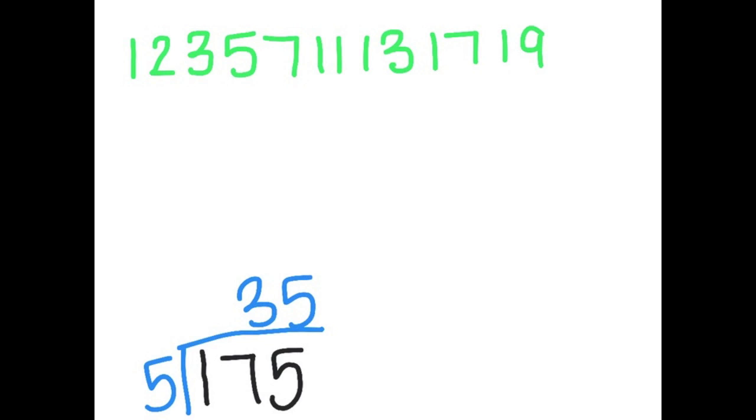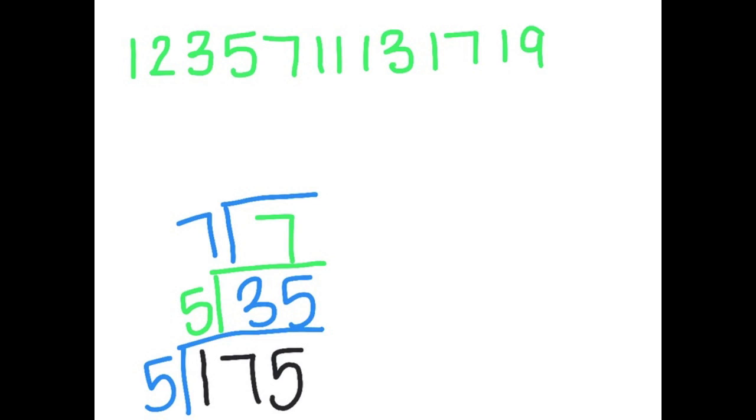Alright, so we have a whole new problem. 35 is up top. So now we got to find a prime number that will divide 35. 1, of course, will. 2 will not. 3 will not. But 5 will. Alright, when we divide 35 by 5, we get 7. Now we got 7 up top. We got to pick a prime number that will divide 7. 2 will not, 3 will not, 5 will not, but 7 will. And 7 is also prime.